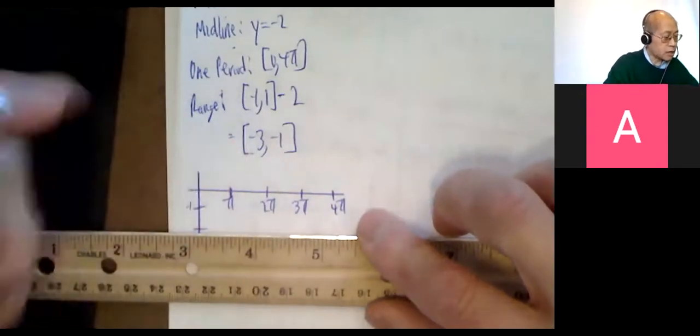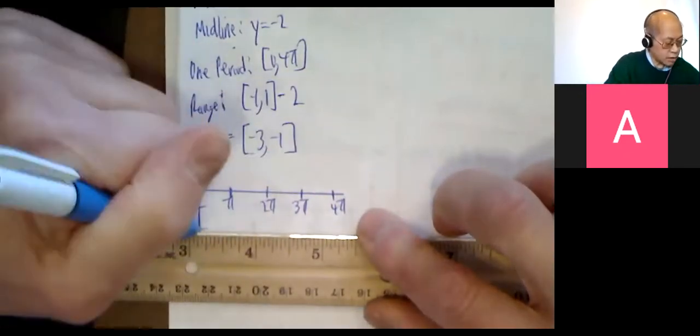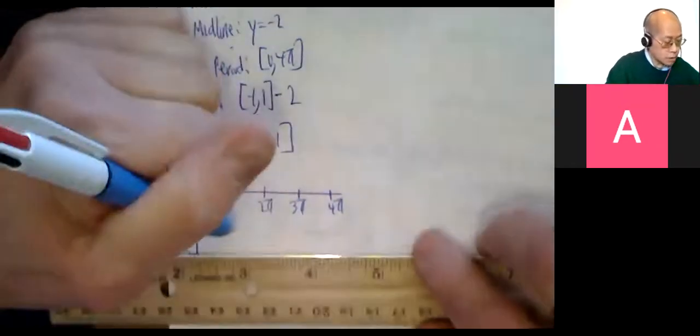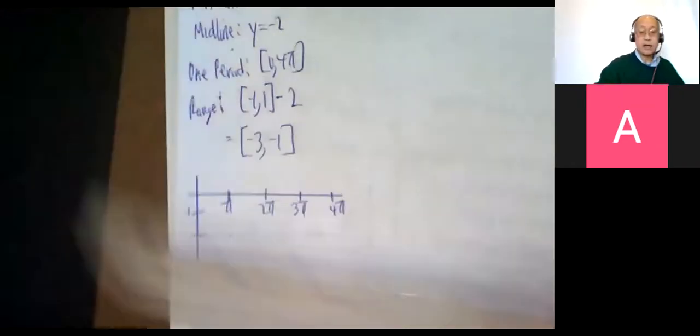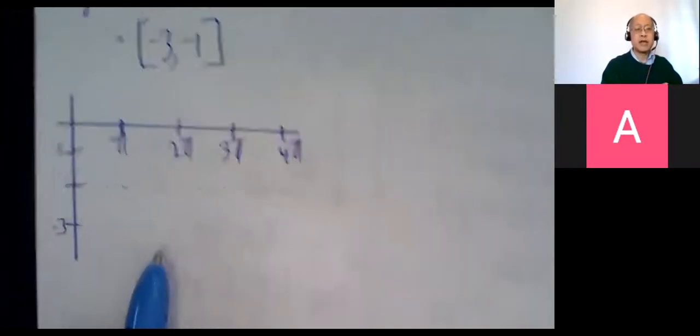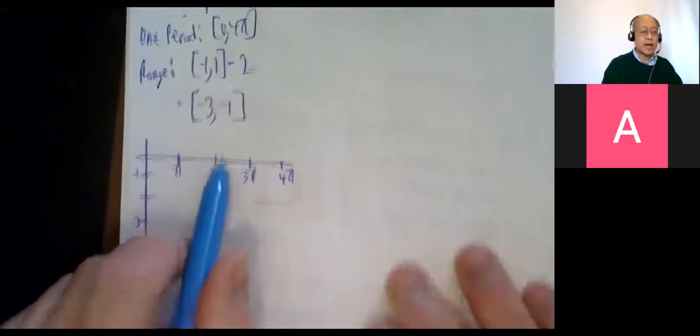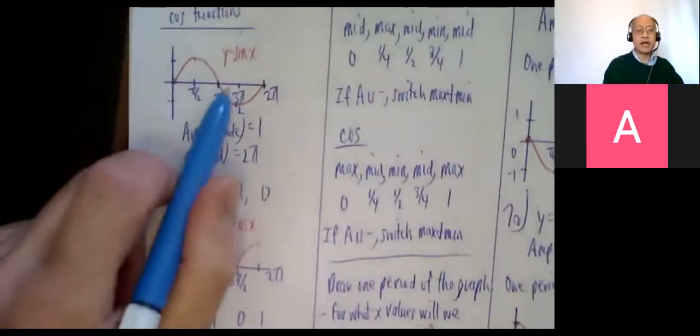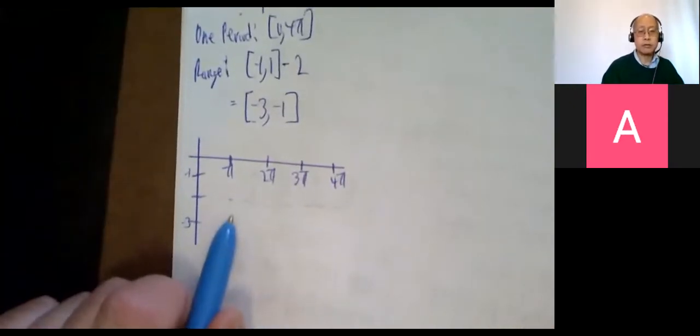I'm going to draw it just to make it easier to graph, ever so lightly. I don't know if you can see it. I just drew a very tiny line. Remember, this used to be the x-axis. All the previous ones, the midline was the x-axis, y equals 0, right in the middle. But because I have this -2 here, the midline is y equals -2.